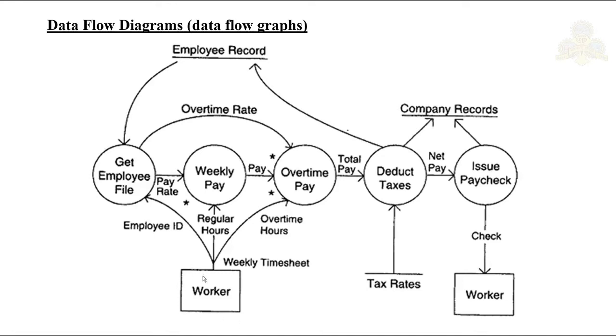These rectangles represent a source or sink and are a net originator or consumer of the data. Whatever is represented in this rectangle, it is a source or sink, and it could be a net originator or consumer of the data. Apart from this, we also have these lines here: employee record, company records, and tax rate. These are external files.